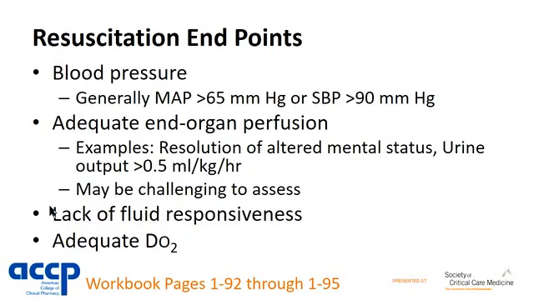In the end, you really want adequate end organ perfusion for these patients. And so if your patient had altered mental status, you want that to be resolved, or you want adequate urine output, generally above 0.5 mLs per kilo per hour. What's challenging, though, is that often these markers of end organ perfusion are difficult to assess.